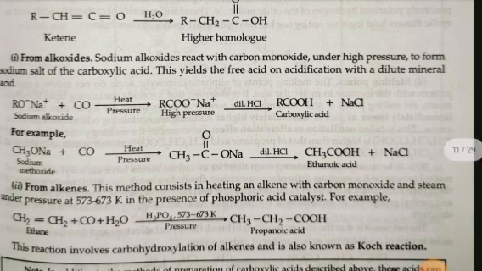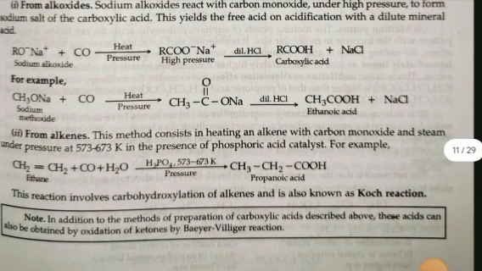Tenth is from alkoxide. Sodium alkoxide reacts with carbon monoxide under high pressure to form sodium salt of carboxylic acid. This gives the free acid on acidification with a dilute mineral acid. Sodium alkoxide plus CO in the presence of heat and high pressure gives rise to RC=O O⁻ Na⁺, and in the presence of dilute HCl gives rise to carboxylic acid plus NaCl. For example, sodium methoxide plus CO gives rise to CH3C=O O⁻ Na⁺, and in the presence of dilute HCl gives rise to ethanoic acid plus NaCl.